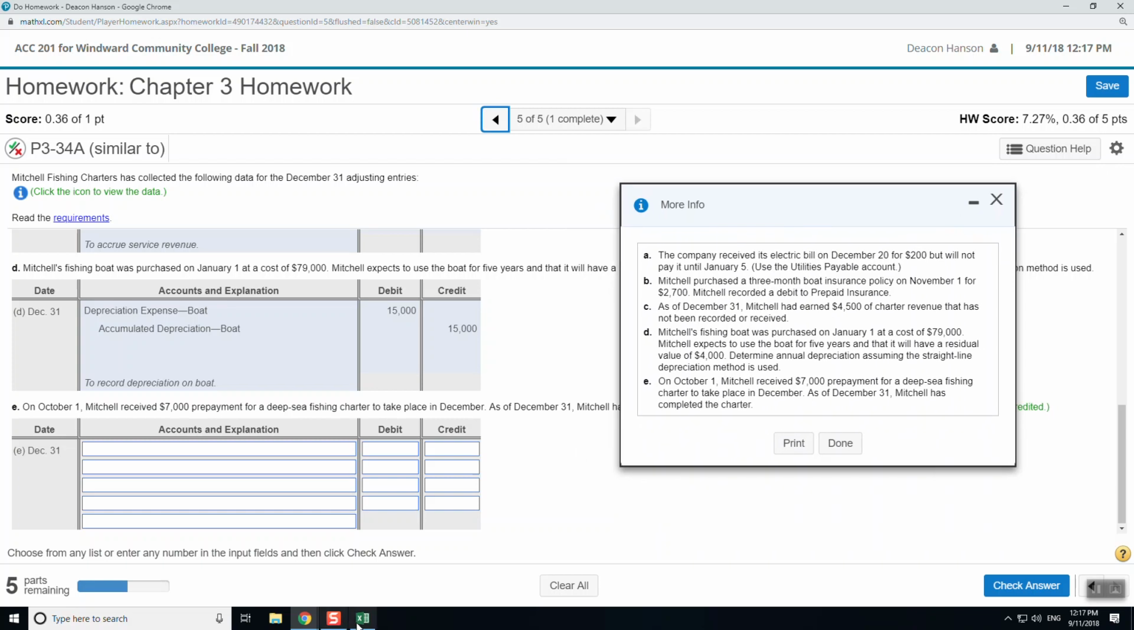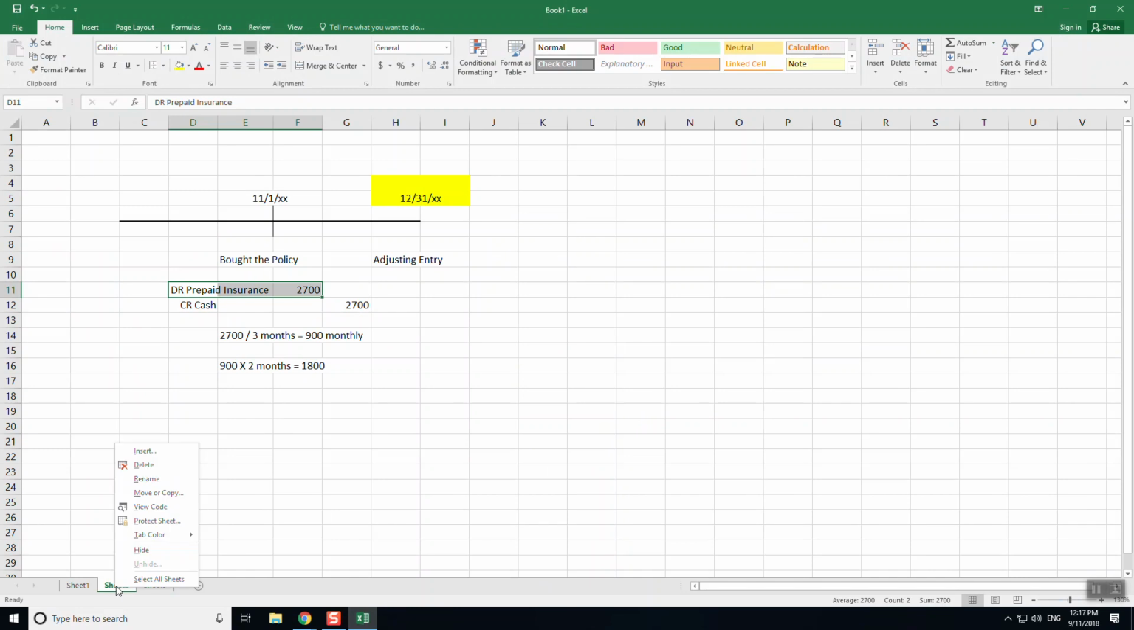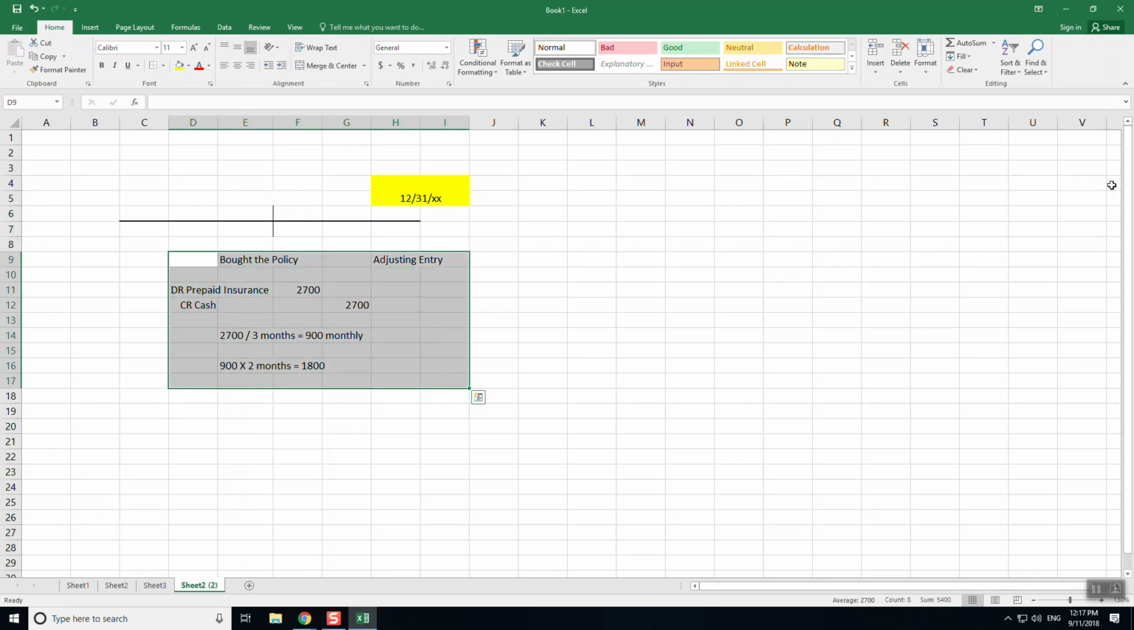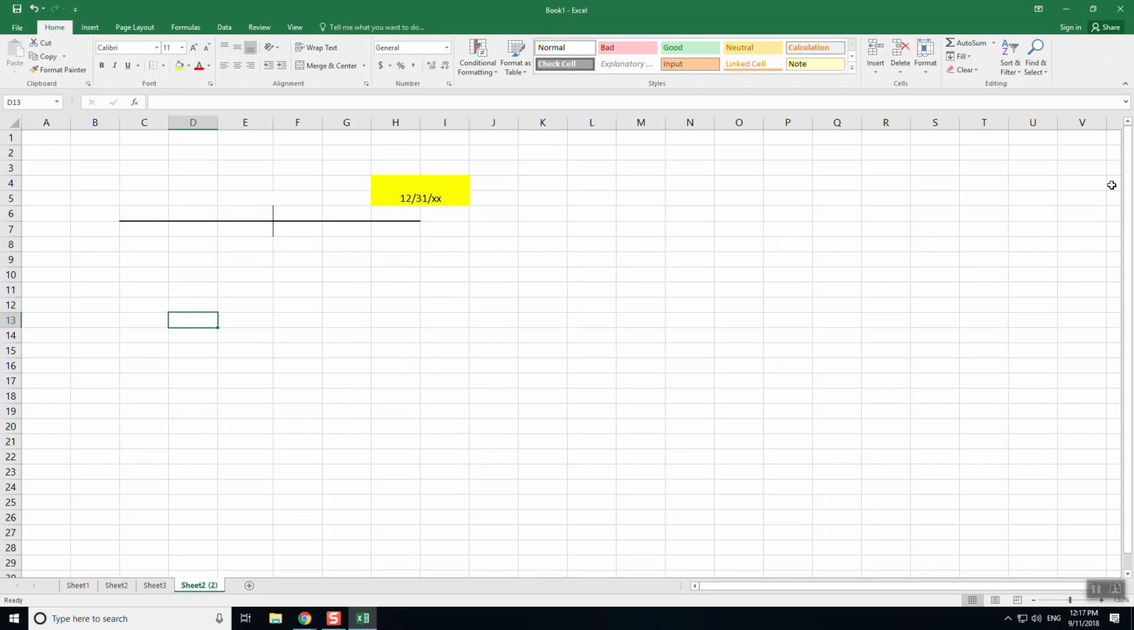On October 1st, so go back to your timeline. We can use this timeline, and we can wipe some of this out. Remember, we're always going to be making these adjusting entries at the same time that we need to date our financial statements. So the adjusting entries are really made to produce the financial statements, to bring our books to an accrual-based format, which complies with generally accepted accounting principles. GAAP requires that we use accrual accounting.